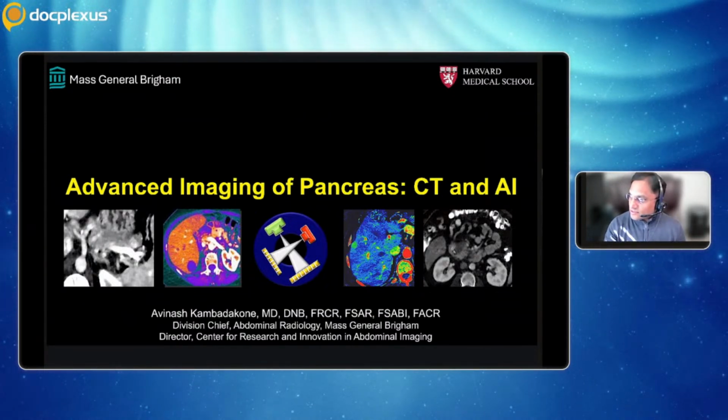So let's get started. I'm going to speak on advanced imaging of pancreas, focusing on CT and AI. I must say, there was a terrific lecture by Dr. Joshi, a very comprehensive coverage of the fundamentals of imaging of the pancreas. I'm going to stop sharing myself so that we can focus on the slides.